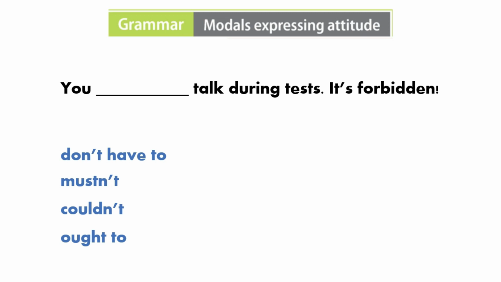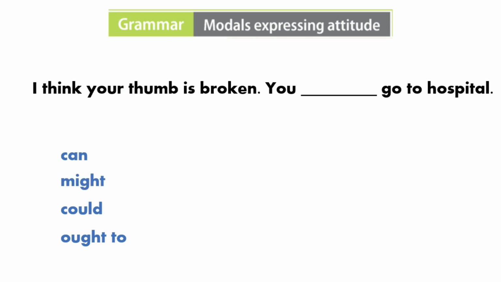Don't have to, mustn't, couldn't, ought to. Of course, we have forbidden here, which shows us that it's a modal of prohibition that we're looking for, that has that meaning of prohibition. So, of course, the answer would be mustn't. You mustn't talk during tests. It's forbidden. Okay? Let's look at another example.